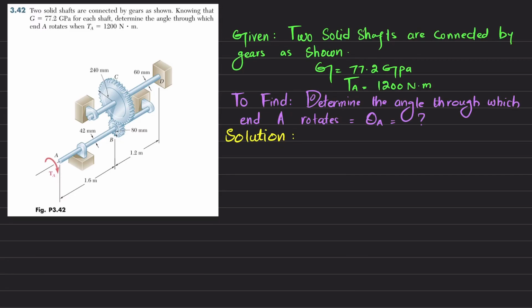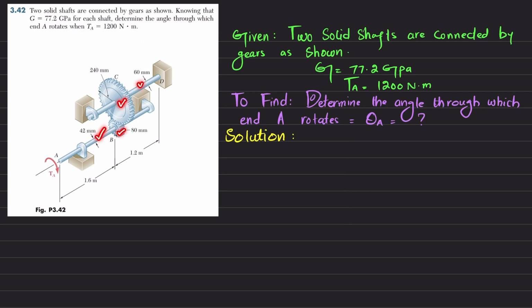Welcome back. Problem 3-42. The statement is: two solid shafts are connected by gears as shown. Knowing that G is 77.2 gigapascal for each shaft, determine the angle through which end A rotates when TA is 1200 Newton meter.